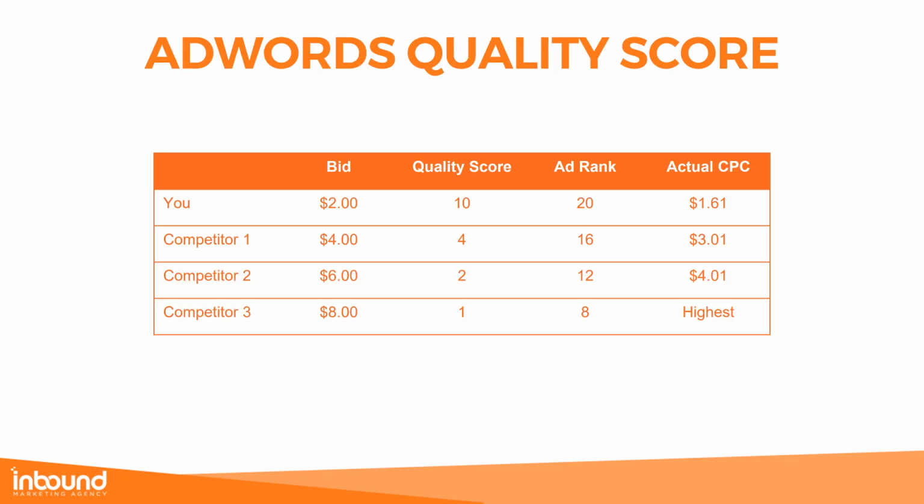So AdWords quality score, as I mentioned before, here's a demonstration of how quality score can impact your actual cost per click. Here you're spending $2 and your quality score is 10, but your ad rank is then 20, so your actual cost per click can be $1.61. So essentially you could be paying less for being number 1 than number 2 and 3 because you've got a better quality.